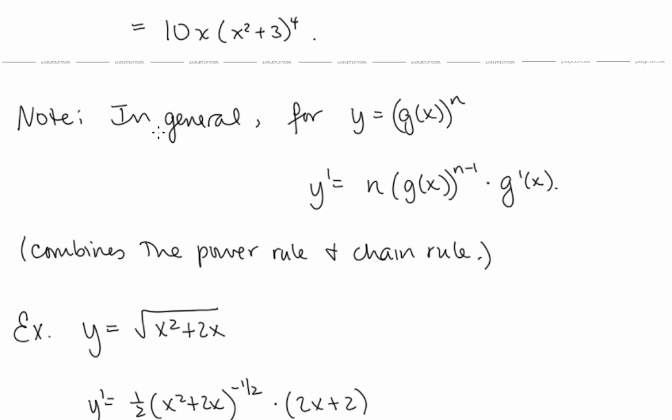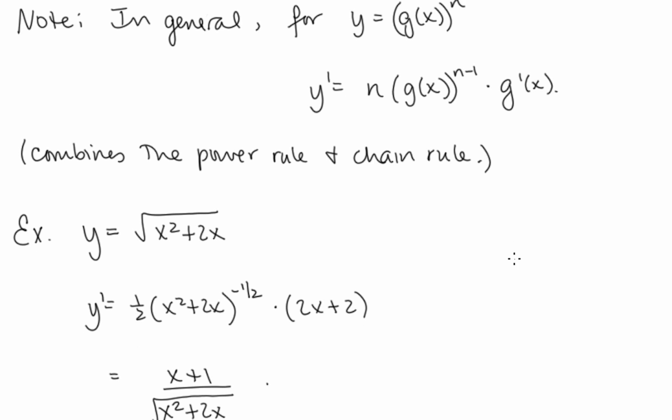So for this type of composition, in general, that looks like y equals g of x to the nth power. The n comes down, we have g of x to the n minus 1, and we multiply it by g prime of x. And this is combining the power rule and the chain rule. So here if we have y equals radical x squared plus 2x, we know that this is equal to x squared plus 2x to the 1/2 power. So let's write it as x squared plus 2x to the 1/2 power.